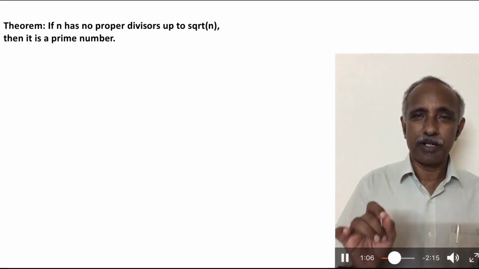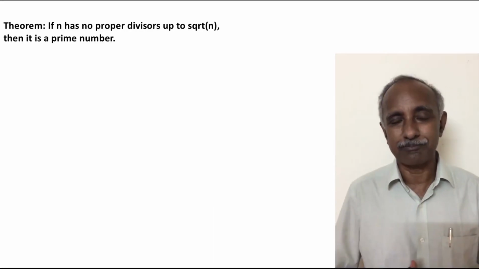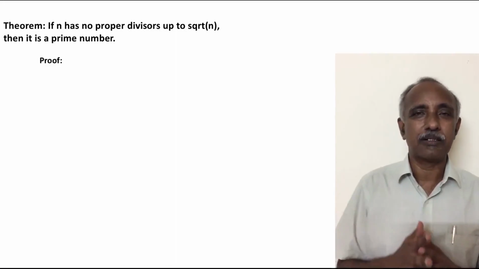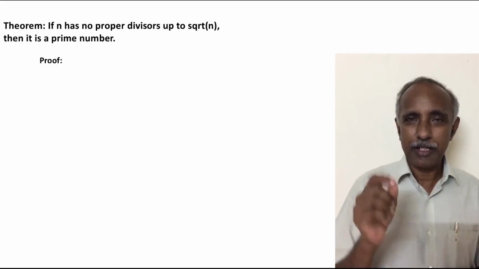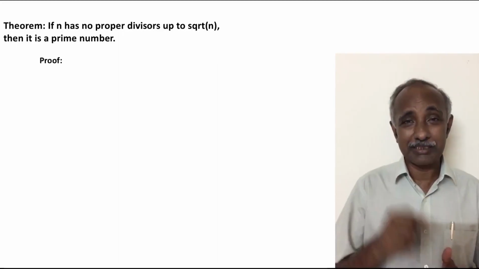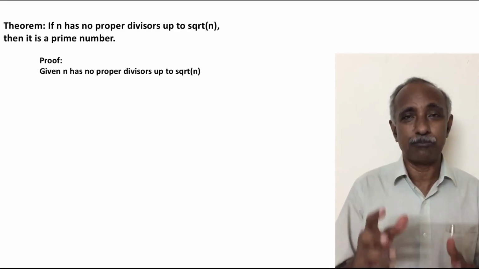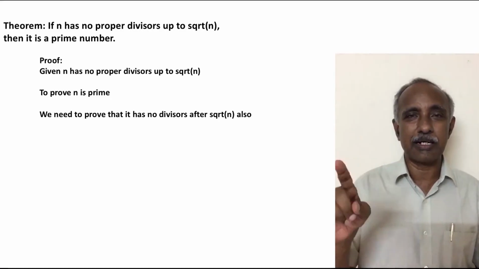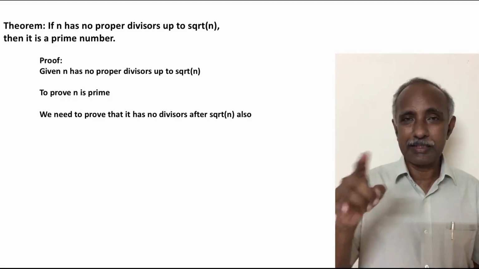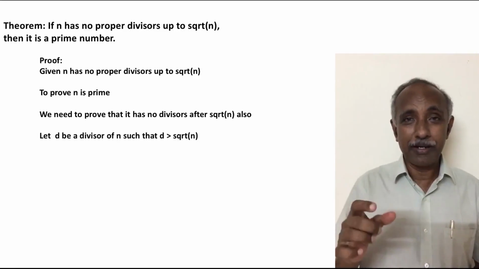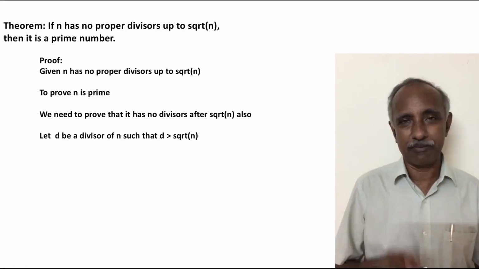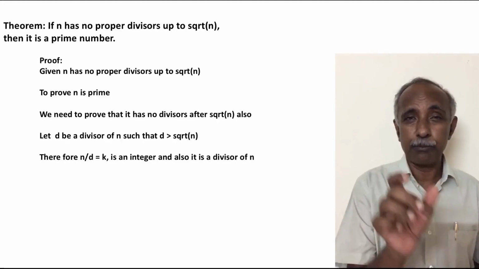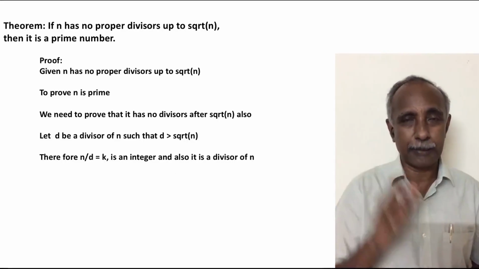Given that n has no proper divisor up to square root of n, we need to prove that it has no divisor after square root of n. Let d be a divisor of n which is greater than square root of n. So as d is a divisor of n, n by d equal to k is an integer. Already I told you, if d is a divisor, the co-divisor is n by d. So n by d equal to k is a divisor of n.